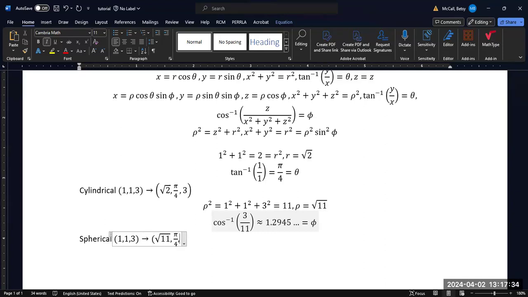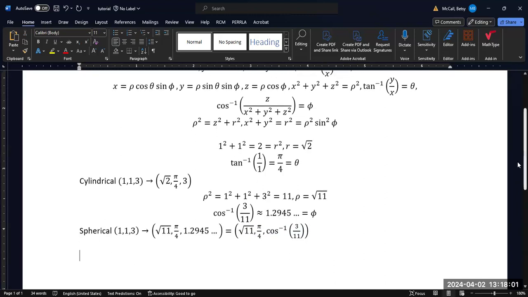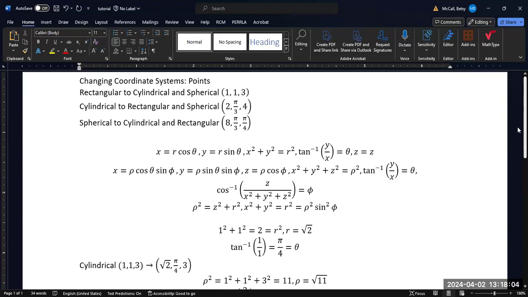And then, again, I'll use my approximation, 1.2945. We could use the exact value if we wanted. As I said, we could also just use the exact formula. That would also be an acceptable representation, since it's not a standard angle. All right, so that's our rectangular to both cylindrical and spherical.